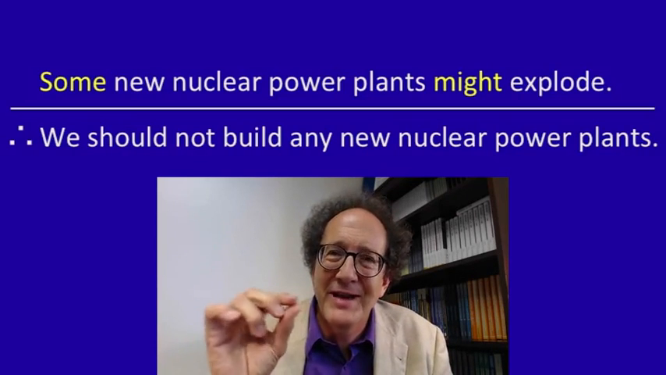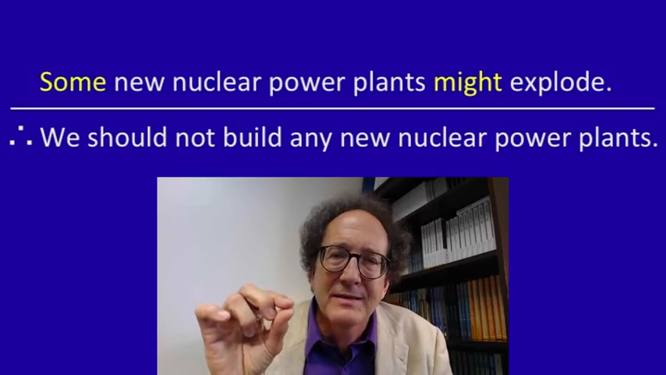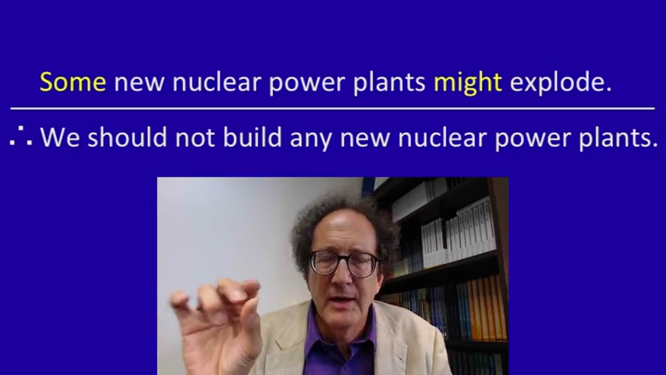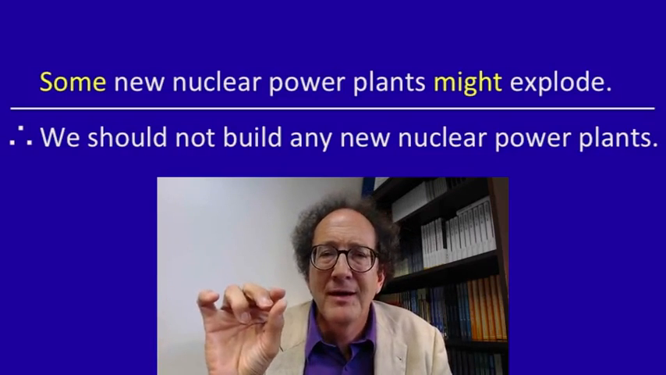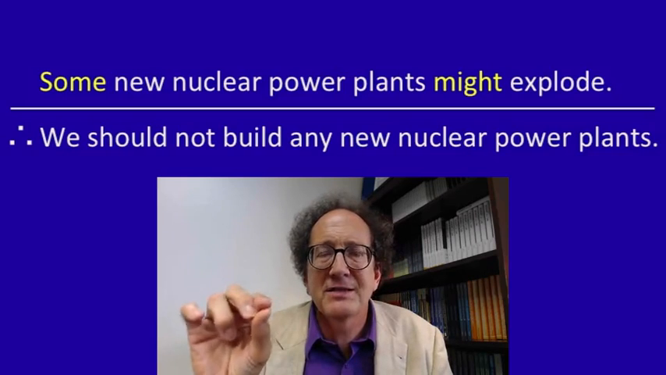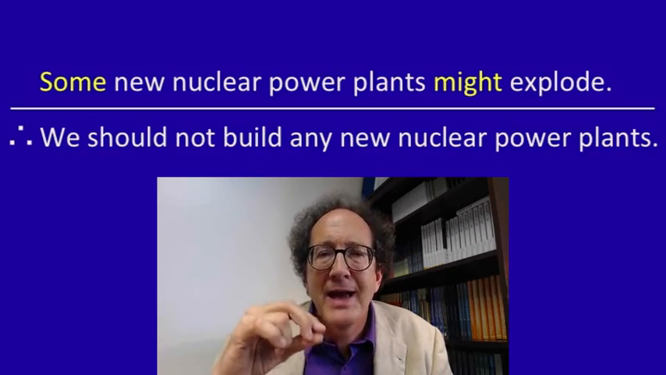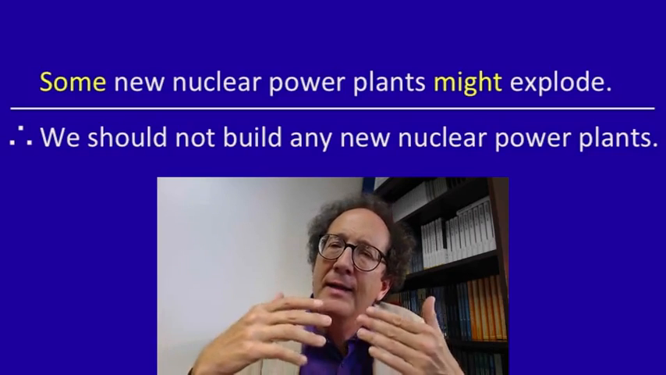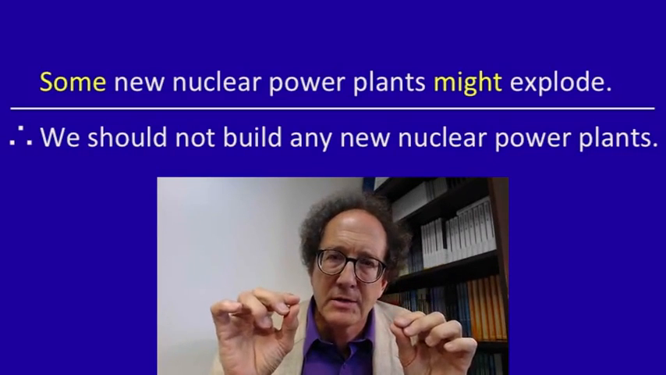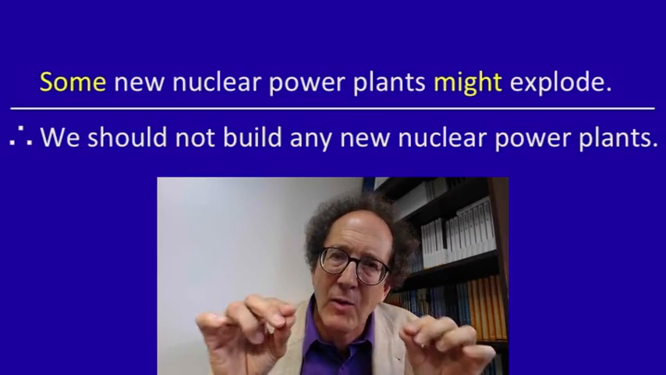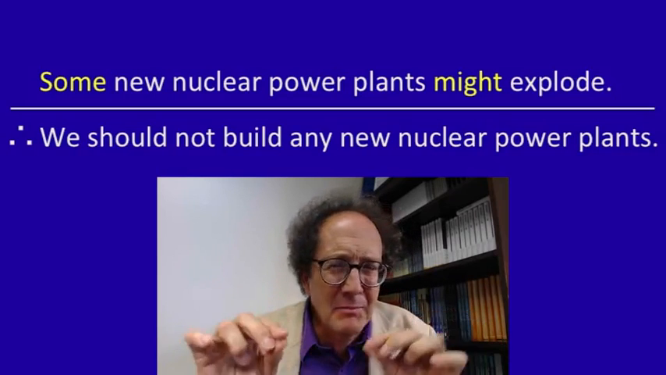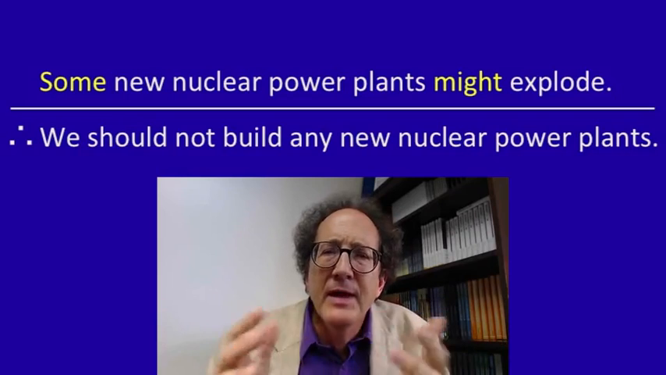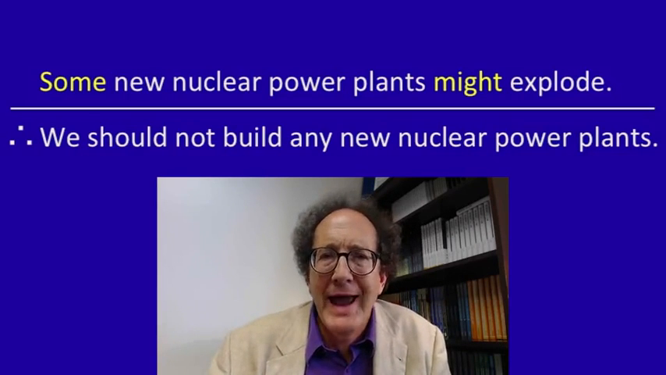So the issue is going to come down to, is the risk of them exploding, or some of them exploding, enough to justify the conclusion that we ought not to have them? And that's going to depend on exactly how much risk there is. And by looking at the guarding term, the might term, and questioning it and saying, can we replace might with probably or something like that, then we're going to have a better handle on how to assess the argument.